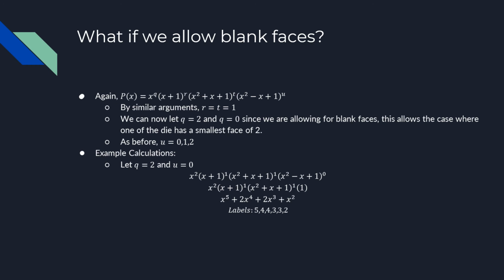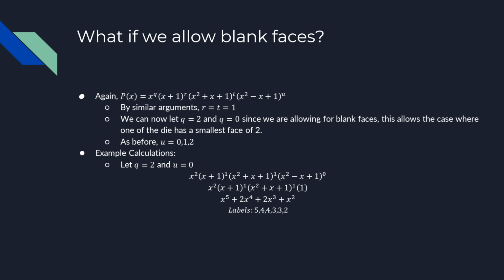But now let's look at what q can be again. As I said before, when we're allowing only positive integers for our face values and they all have to be greater than 0, we said we couldn't have a smallest value of 2 on one die and still have the same probability distribution with the pair of dice, because the other die would have to have 0, which was a contradiction. But now we're allowing blank faces, so that possibility opens up, and we can now let q equal to 2. And similarly, we can also let q equal to 0 as well. And as before, u equals 0, u equals 1, and u equals 2.